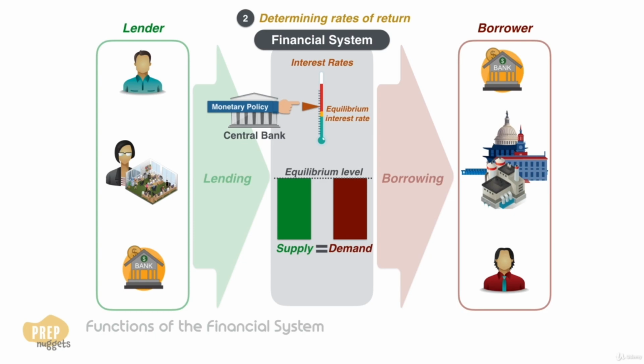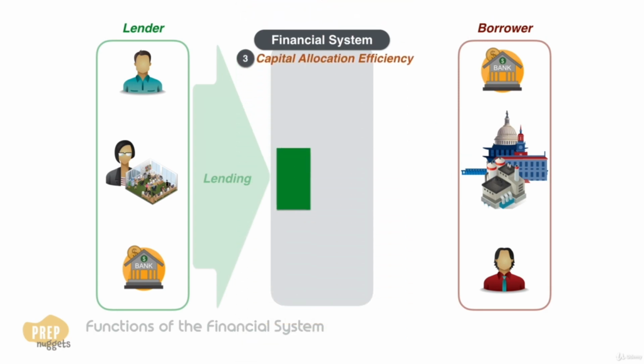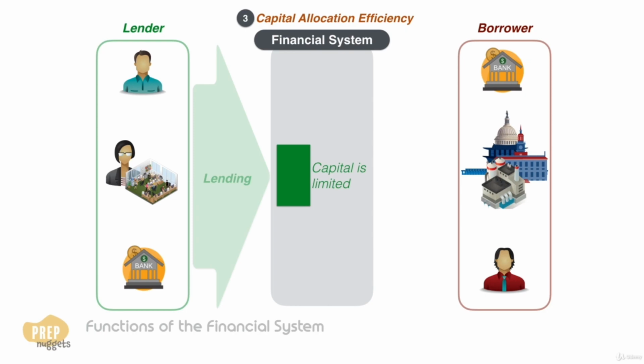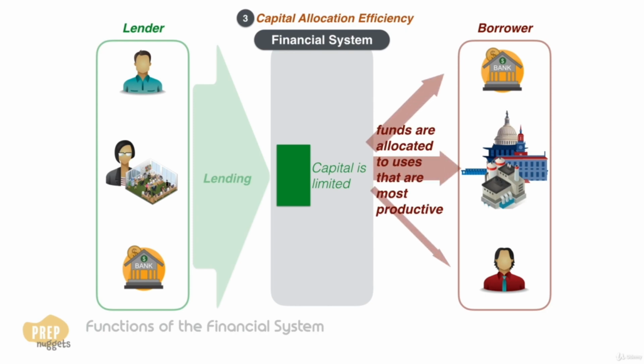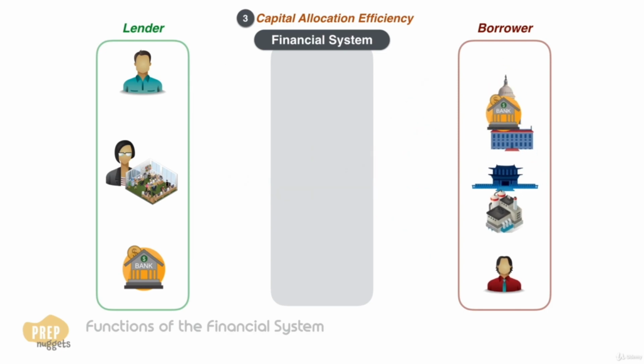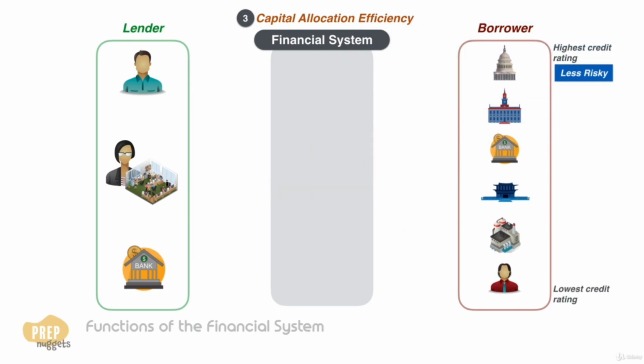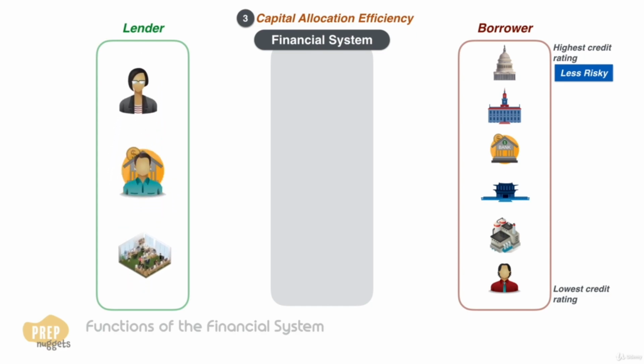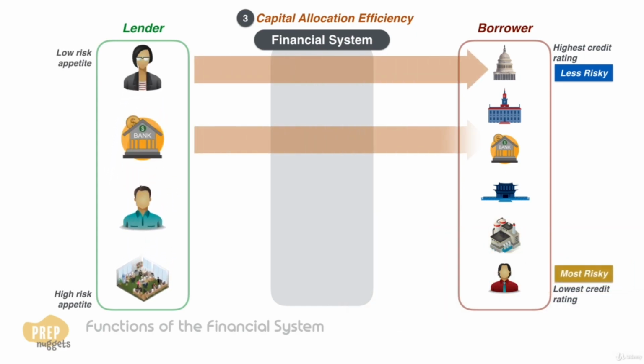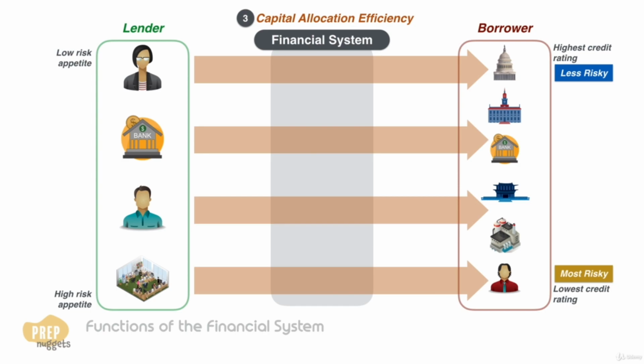Now, obviously not all the participants are going to borrow and lend at the same interest rate. The third function of the financial system is to facilitate capital allocation efficiency. As capital is limited, the financial system should be structured such that funds are allocated to uses that are most productive. In market-based economies, lenders determine directly or indirectly which borrower obtains capital. Borrowers who have better credit ratings are perceived as being less risky, so lenders with a lower risk appetite will be fine with lending even though the rate of return is lower. Conversely, borrowers with poorer credit ratings will have to offer higher returns to convince investors to lend to them.